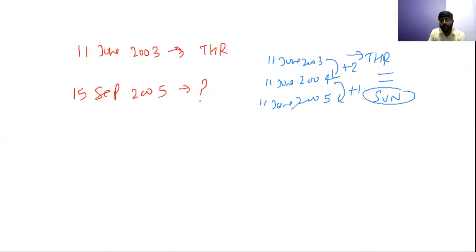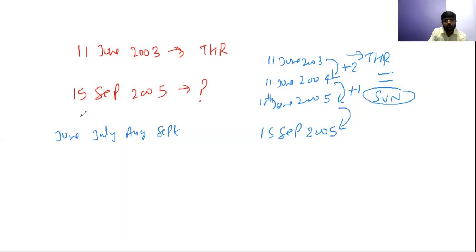Now I need to find, if 11th June 2005 is Sunday, what will be the day on 15th September 2005. So I just need to check how many odd days are there between these two dates. How are we going to proceed? See, I go from June to July, then August, and then I have to come up to September. In June, I already know the 11th. So how many days are remaining? June is of 30 days, we all know that. So 19 days are remaining in June. July is of 31 days. August is again of 31 days. And September, I need to go up to 15, so I will count up to 15.